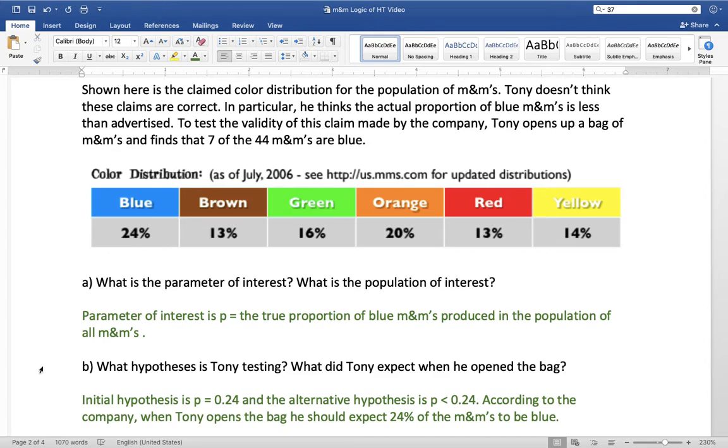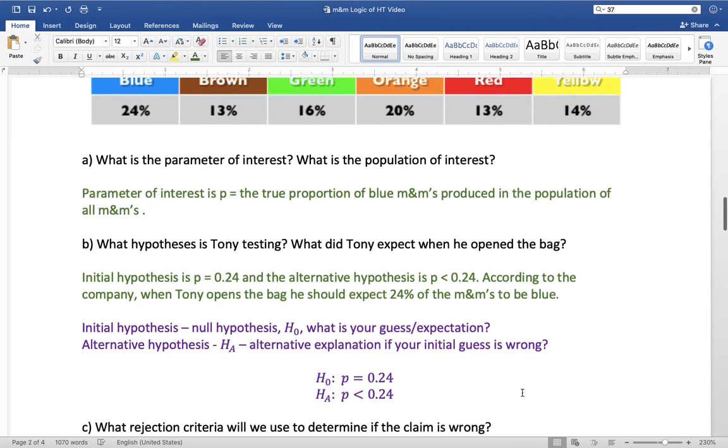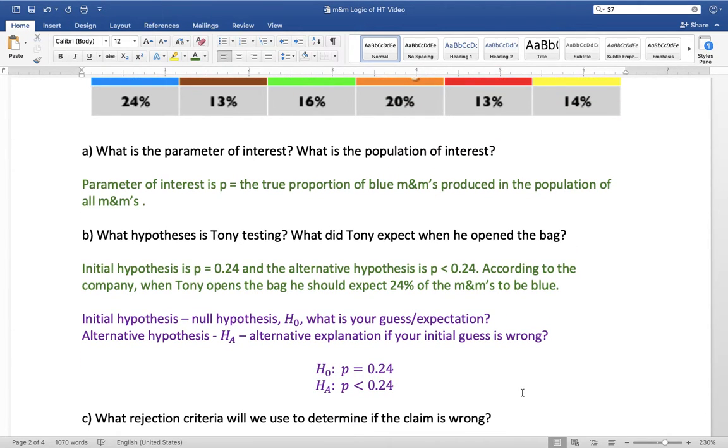So he has two hypotheses: the initial hypothesis, which is the claim, what should happen, what he expects to happen, and the alternative is an explanation of what happens if that claim is wrong. So according to the company, Tony should expect to get 24% of the M&Ms to be blue when he opens that bag. So a little vocab here in purple. Okay. We call an initial hypothesis in statistics the null hypothesis. Null stands for initial. Those of you who've seen subscript zeros before, that always means the beginning. We denote it with capital H with a subscript of 0, and that is always our initial guess and what we expect to happen. So this is our expectation.